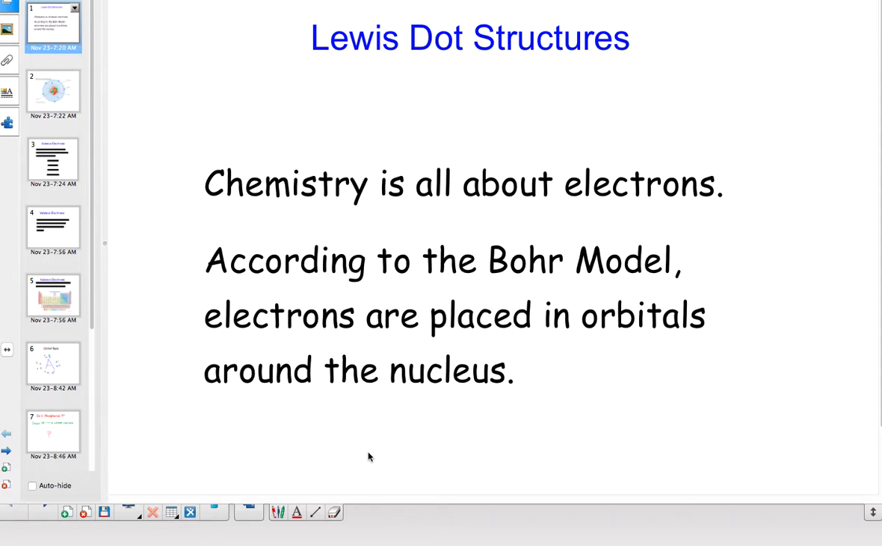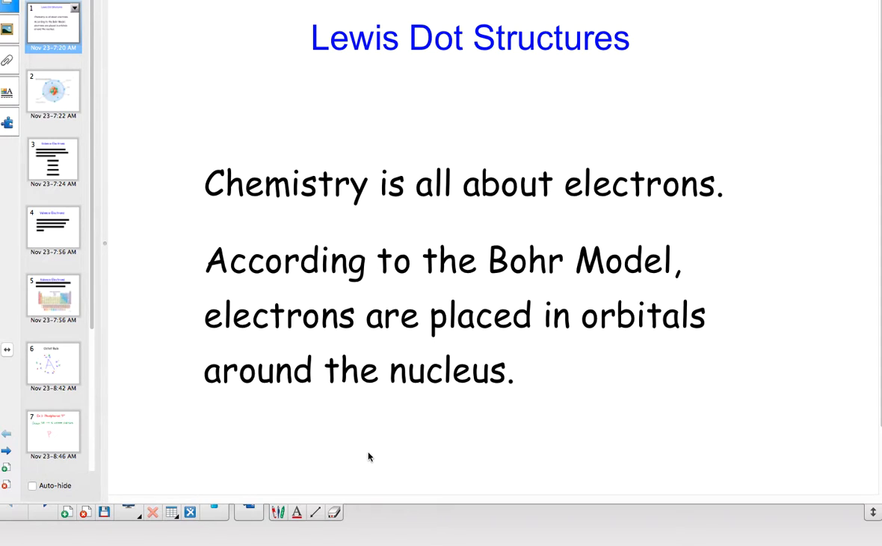Okay, we're going to talk about Lewis dot structures today. These are a very helpful way for us to learn to make molecules. And the first type of molecules we're going to make are ionic molecules. Sometimes people call them salt. So here, let me tell you about Lewis dot structures.